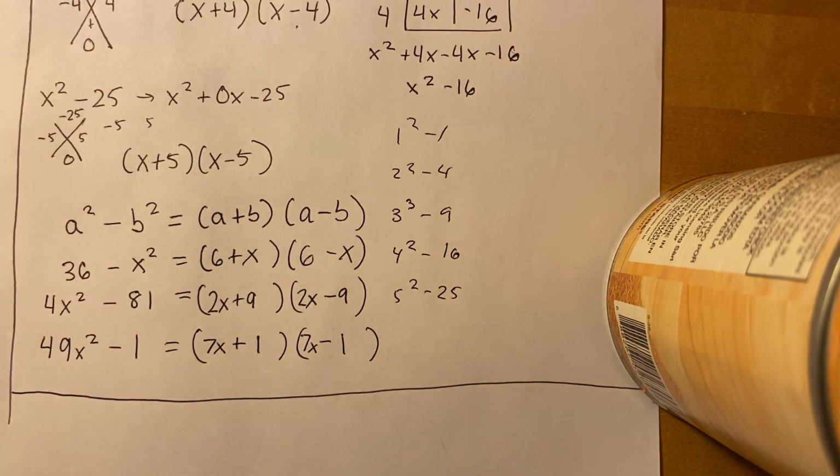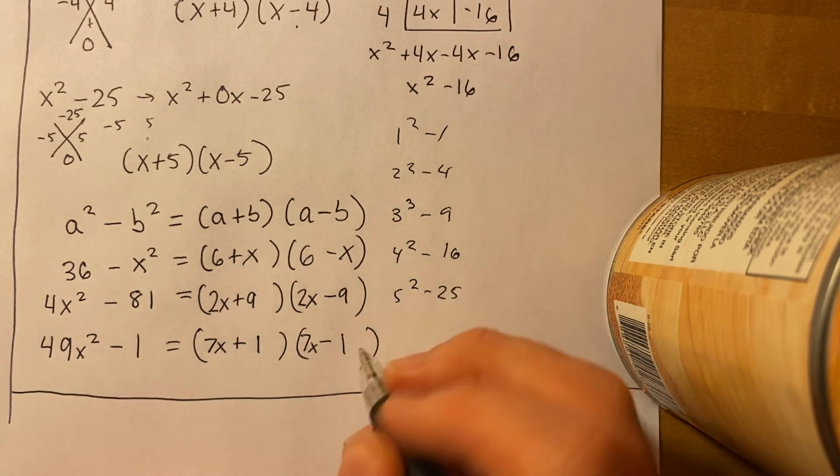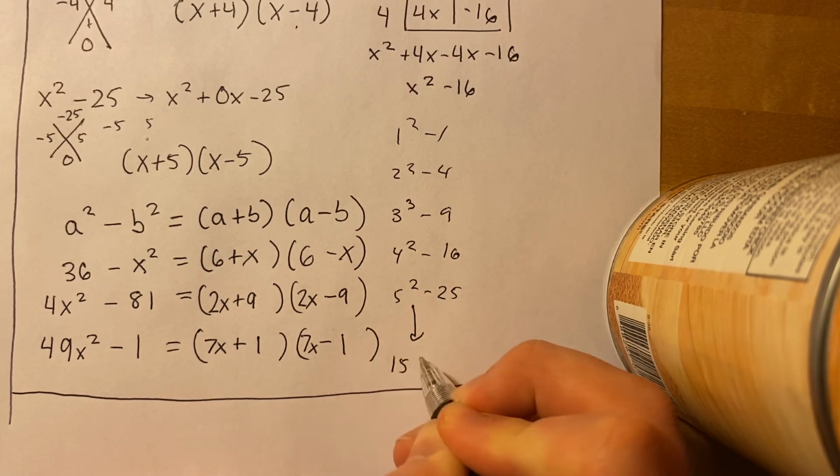On your Delta Math assignment, there'll be a practice question on perfect squares. Make sure you know all the way up to 15.